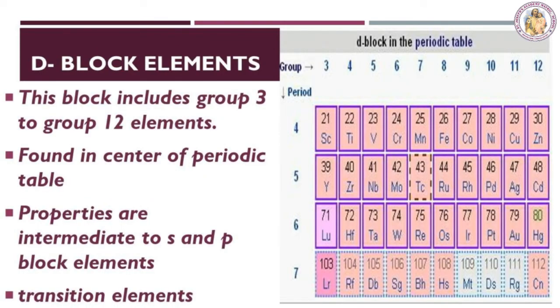Next, D block elements. It includes group 3 to 12 elements. They are found in the center of the periodic table. Their properties are intermediate to that of S block and P block elements and so they are called transition elements. Now we'll read the D block elements in the periodic table.